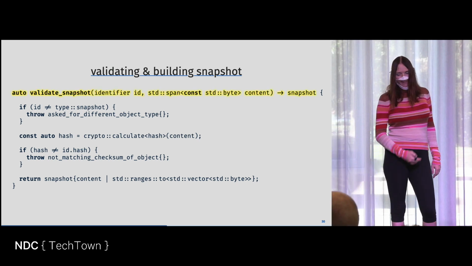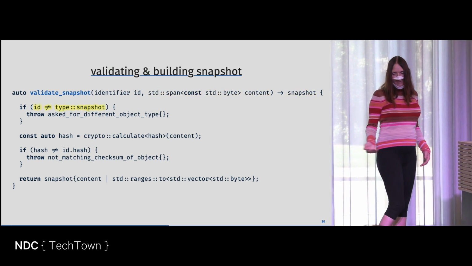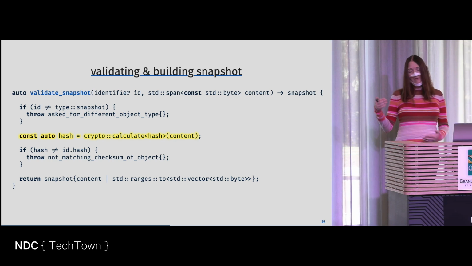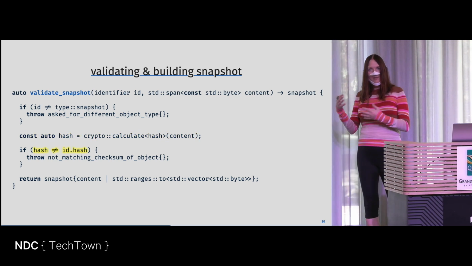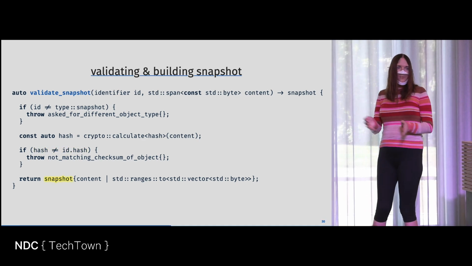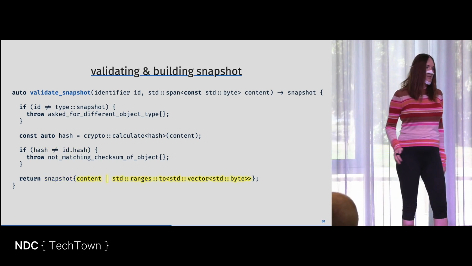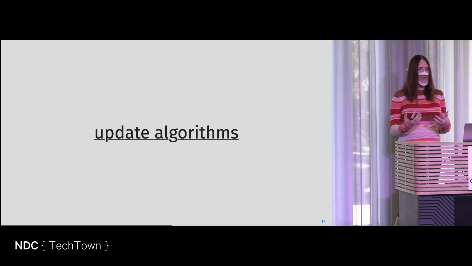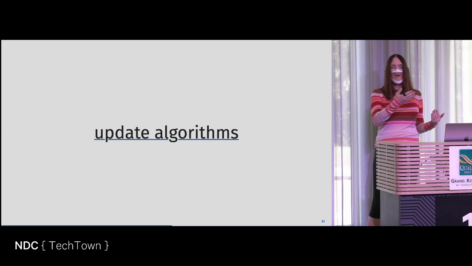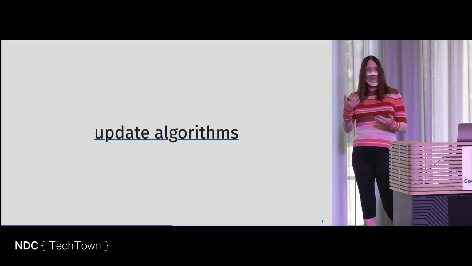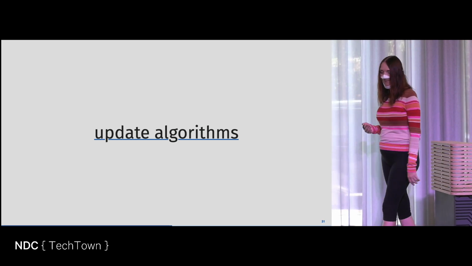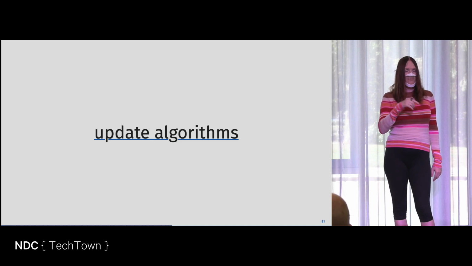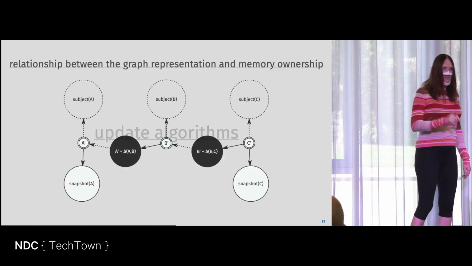And you got delta. Snapshot is the simplest one. You ask for identifier and some data, you will get snapshot. If it doesn't match, it's an error. You calculate the hash. If the hash doesn't match, it's an error. Then you copy the data and return snapshot. And you are fine. So we have the verbs of our algorithms. We have hash, identifier, metadata, snapshot, delta, alias. Verbs, sorry.